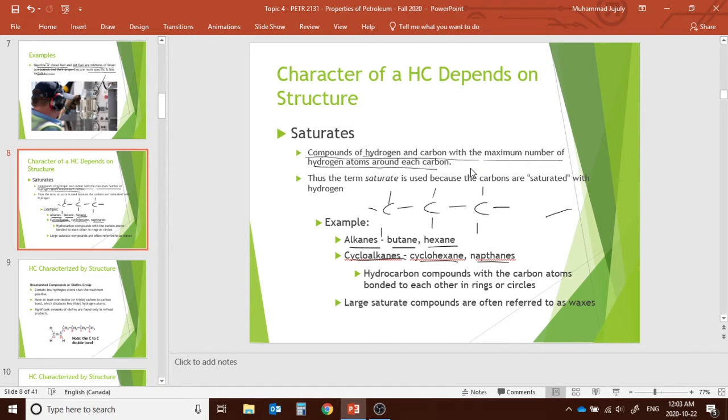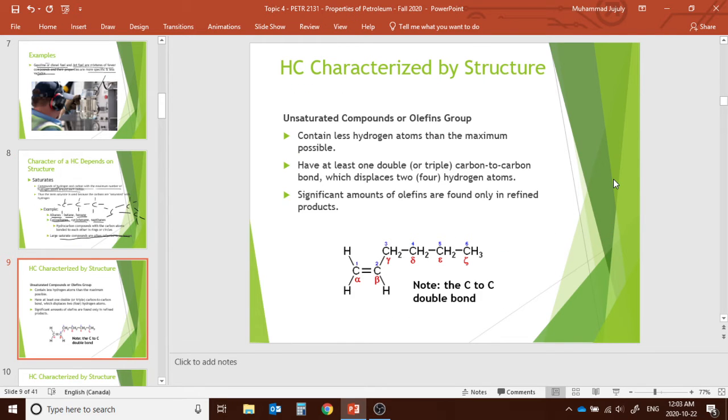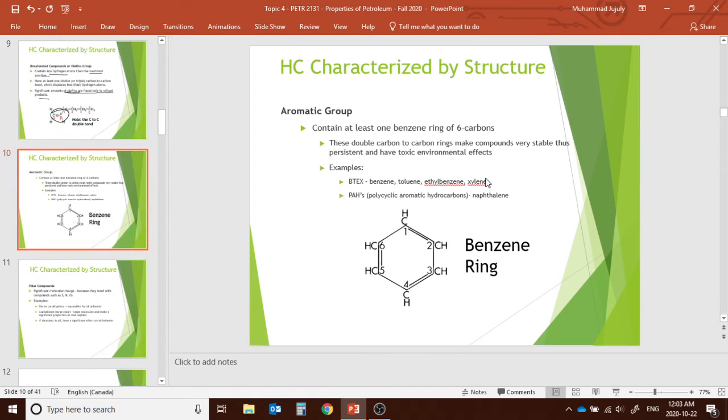Now the cycloalkanes, cyclohexane, naphthenes, like this. This could be the saturates too. So the large structural compounds are often referred to as the wax. Unsaturated means it has double or triple bonds. It contains fewer hydrogen atoms than the maximum possible. So these are the unsaturated. Sometimes we actually call these olefins. So a significant amount of olefins is found in the refined products.